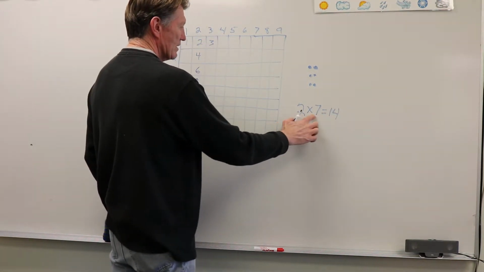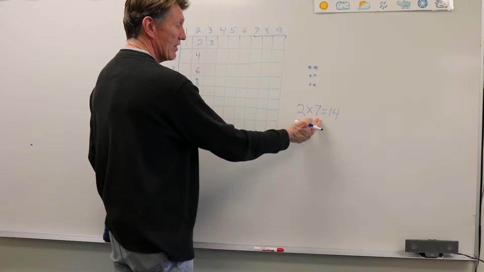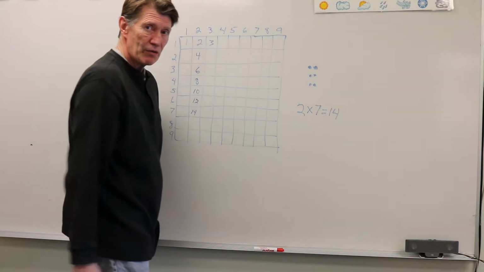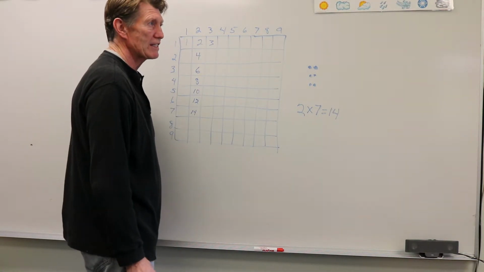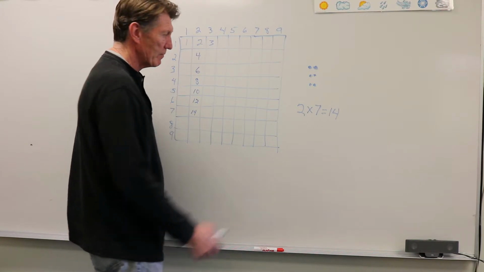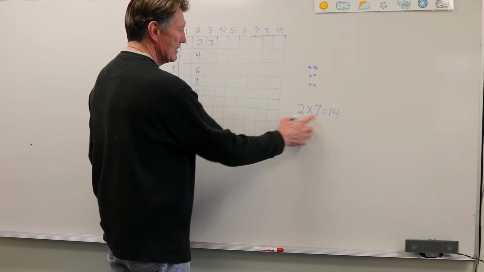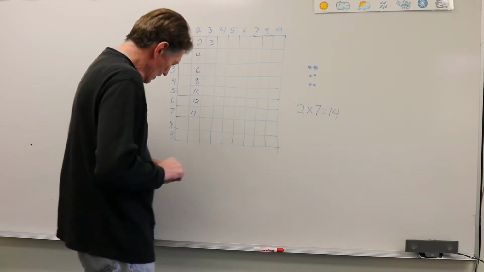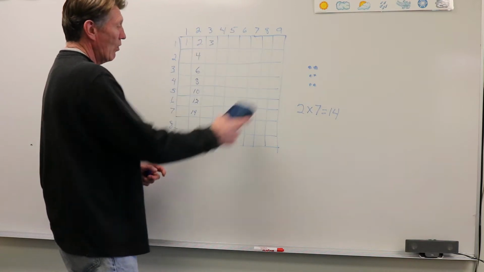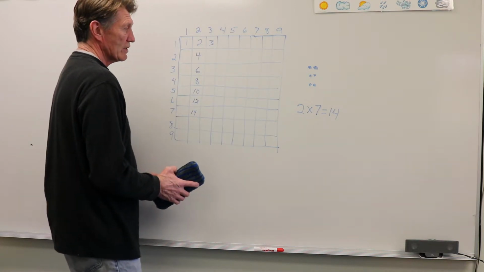So it's 2 things 7 times, or it could be 7 things 2 times. If we got paid $7 a day for babysitting, and we babysat for 2 days, then we'd have the $14. So that's how the whole multiplication chart works.